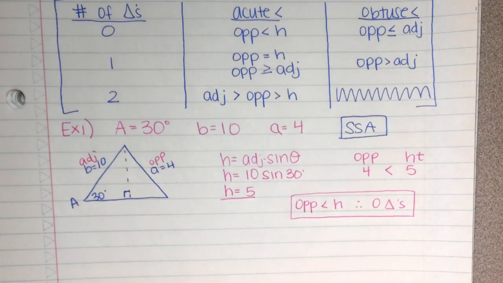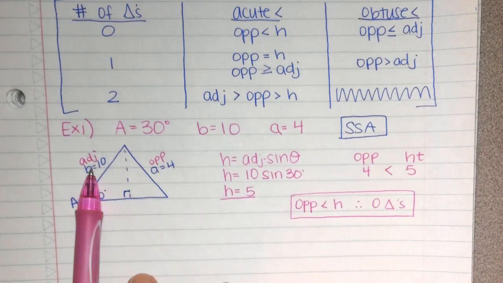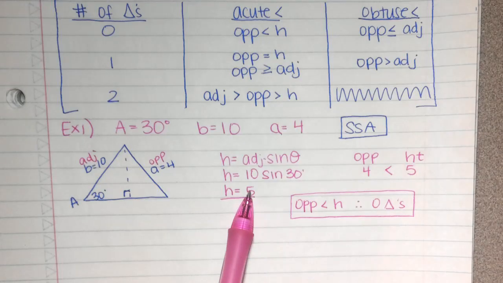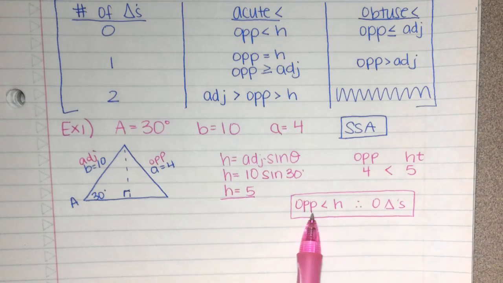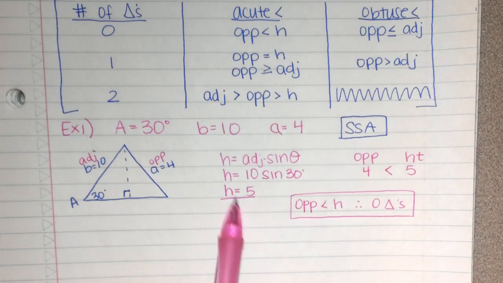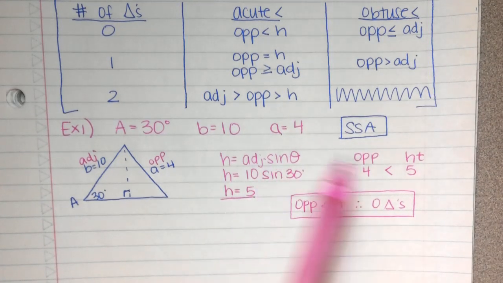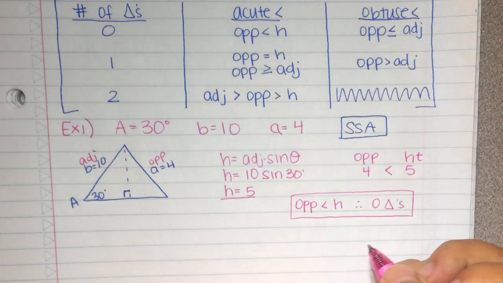And that's how you do this. Do you have to justify and say this right here? Yes. Do you have to label your opposite and your adjacent and your height? Yes. Because if you tell me opposite is less than height and you don't tell me what the height is and what the opposite is, I'm going to say, what are they? And then I'll count points off. You need to label everything. What questions do I have? We're okay?